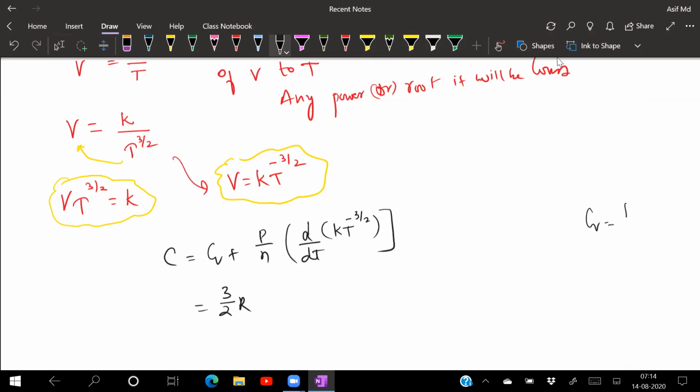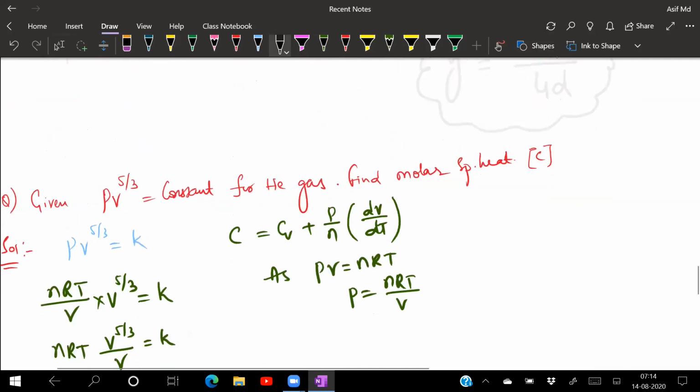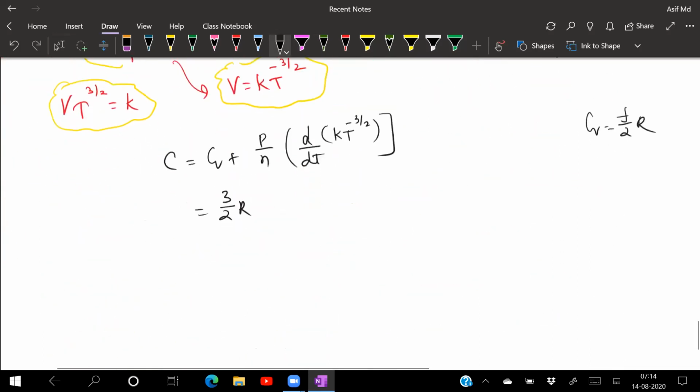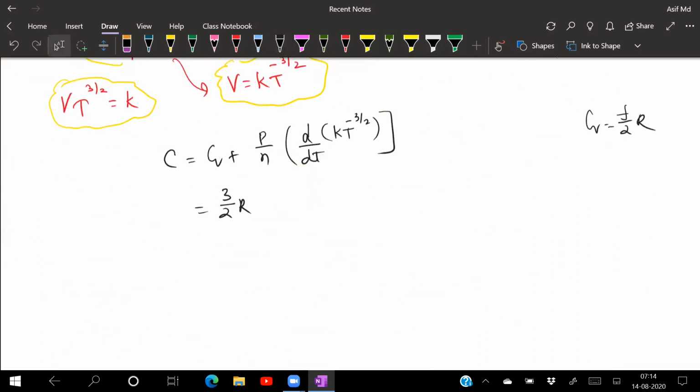Because CV is how much? What is the formula? CV is equal to f by 2 into R, no? Yes, sir. So for a monatomic gas, because what type of gas are we taking right now? Helium. Helium is a monatomic gas, so CV is equal to 3 by 2 into R plus this one is nothing but P by N. In this one, K is your constant.